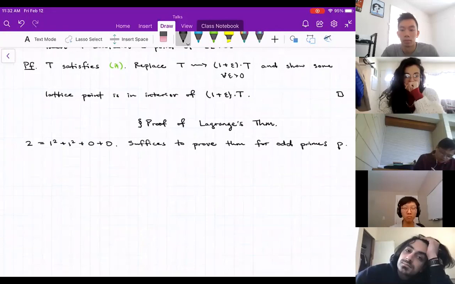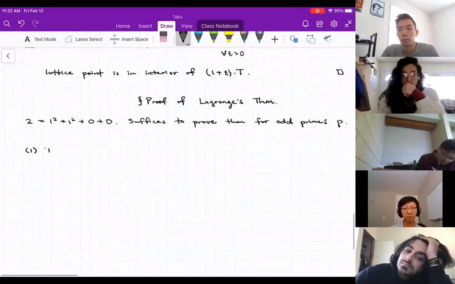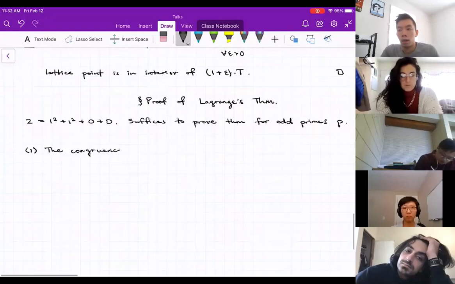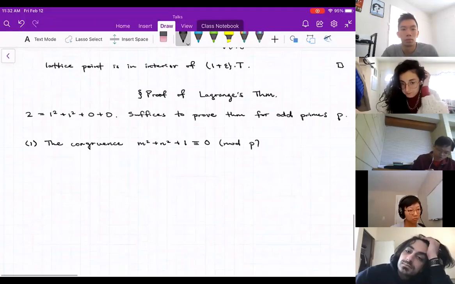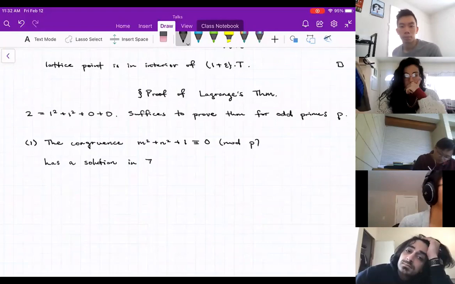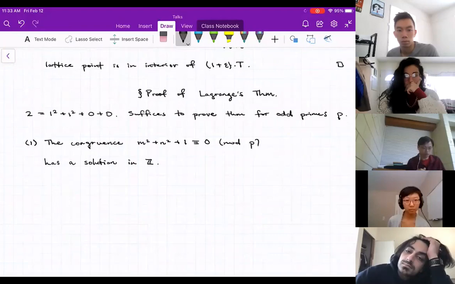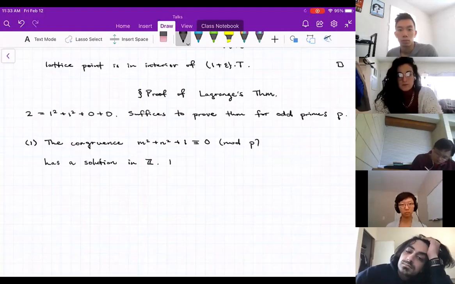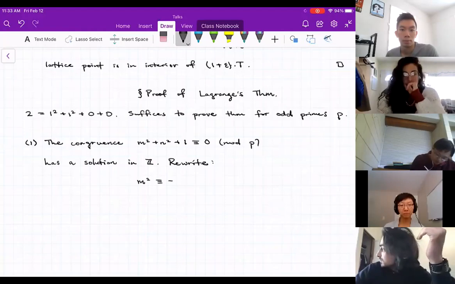Okay, so this is going to proceed in a few steps. So step one is the observation that the congruence m squared plus n squared plus 1 congruent to 0 mod p has a solution in Z. I mean, technically, M and N here really only matter in Z mod PZ. But that's the claim. So let's rewrite this condition. If we rewrite it, we get M squared is congruent to minus N squared minus 1 mod P.